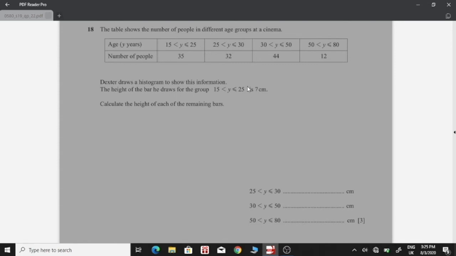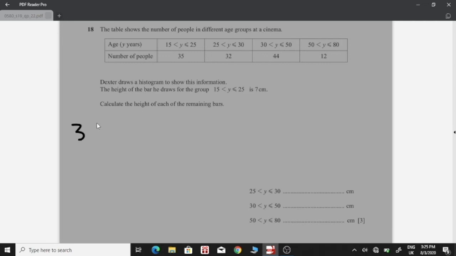So the summary, my point is, first we calculate the frequency density over here by dividing frequency by the range, or the gap between the two groups, and then we multiply the answer with 2. So 35 divided by 10, which is the gap between 15 and 25, gives us 3.5, and multiplying it with 2 gives us 7. We're going to do the same process to the rest of the values.